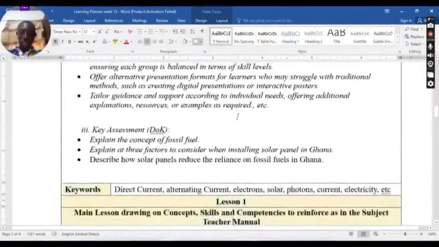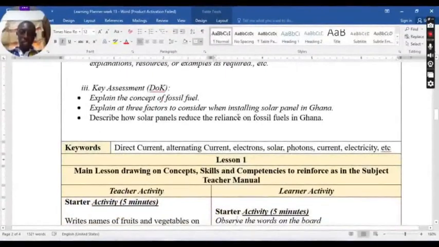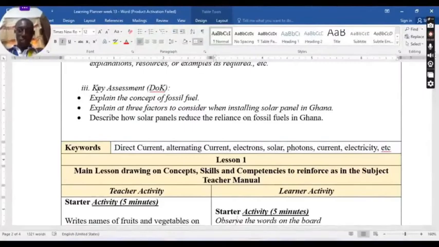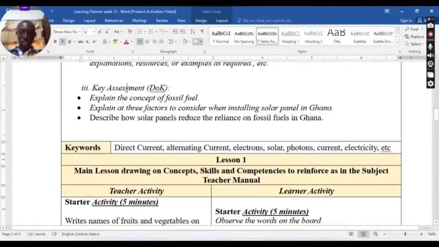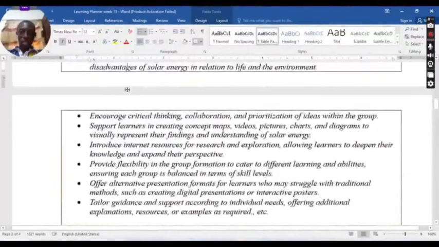Then down to the assessment. You have to spread it across the DOK levels so that each learner can at least answer one or two questions. You don't set level 4 questions only, level 3 questions only, or level 1 or 2 questions only. So that is what the key notes on differentiation is about.